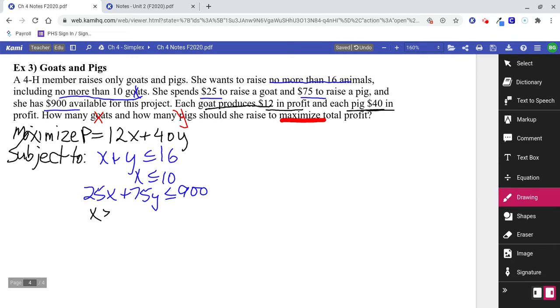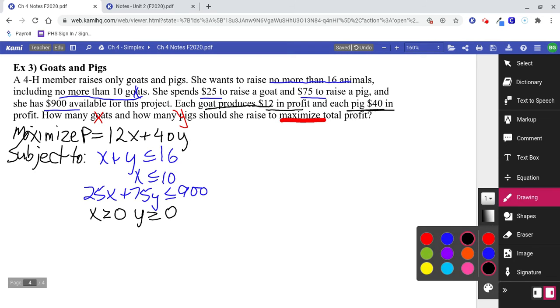Now, normally when we write a problem like this, we're also going to say x and y are greater than or equal to 0, just to make sure we don't have any negative numbers for goats and pigs. But what I really care about are the constraints there. I'm trying to solve this problem, I'm trying to maximize using the Simplex method. So I want what are called slack variables. Each of those inequalities is going to have its own slack variable.